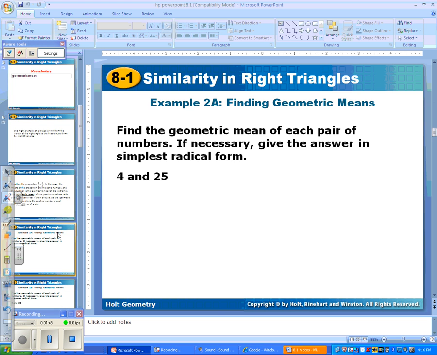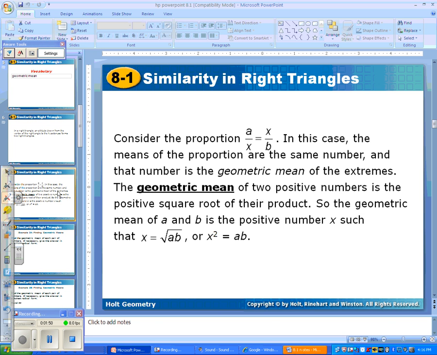We have all of our tools. The first thing we're going to do is talk about geometric mean. Geometric mean is basically the same thing as a proportion, where the variables x and x are across from each other. So let's say I wanted to find the geometric mean of 4 and 6.